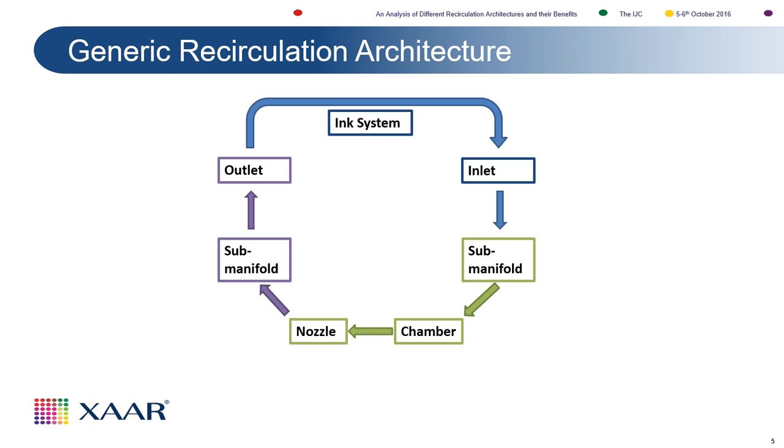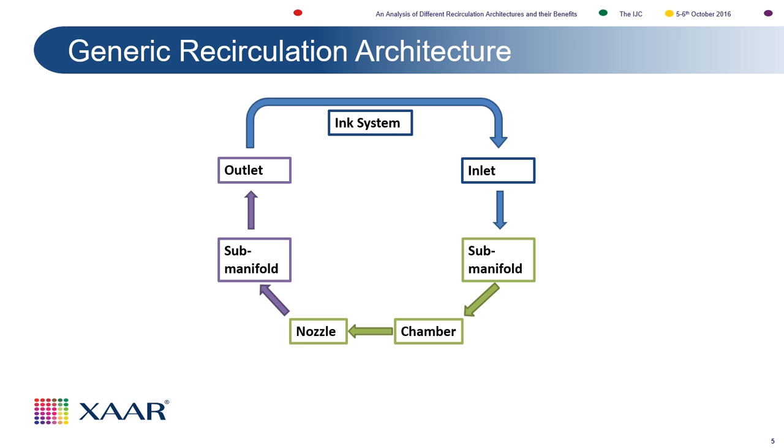So you have the inlet into the printhead. The fluid is then typically divided in a submanifold. It passes into the actuation chamber. It then importantly passes by the back of the nozzle and then goes back into the submanifold and out into the inlet, and then you complete the recirculation path. So I want to use that as a reference when we compare different architectures.